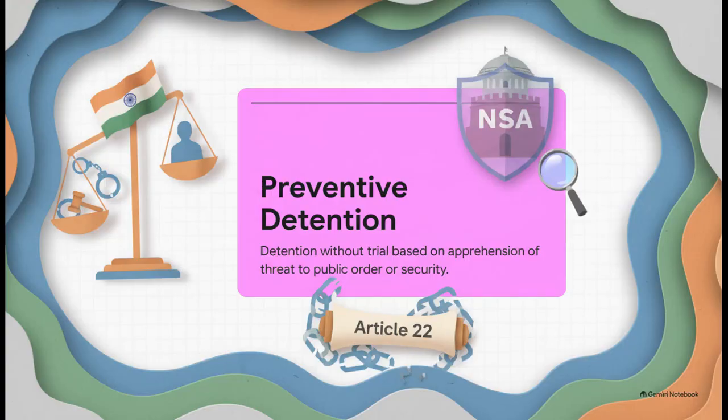Now, what's really interesting here is how we shift from those broad constitutional powers down into the specific everyday statutes. This is where the tension between state security and individual liberty gets very real. The beating heart of the National Security Act is preventive detention. This means a person can actually be detained without a trial and totally without a criminal conviction. It's based entirely on the apprehension, the fear that they might threaten public order or national security. It totally bypasses normal criminal procedures by relying on exceptions carved right into Article 22 of the Constitution.